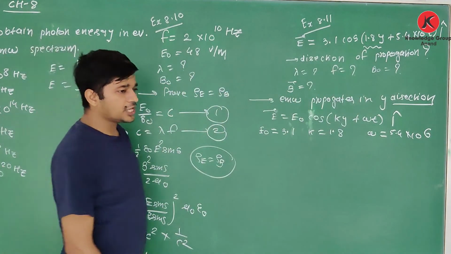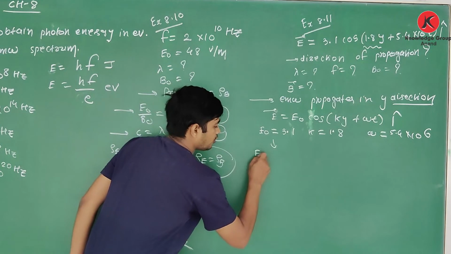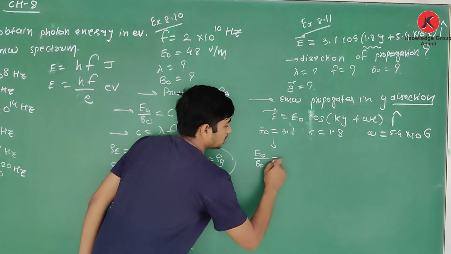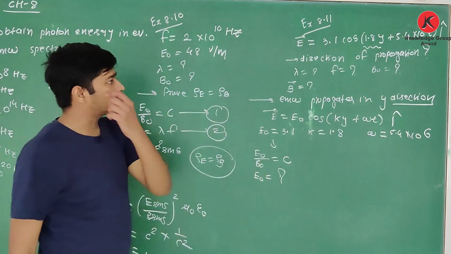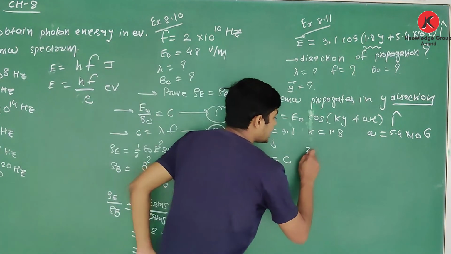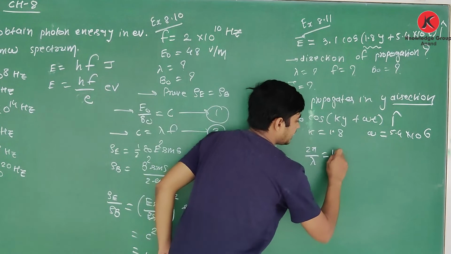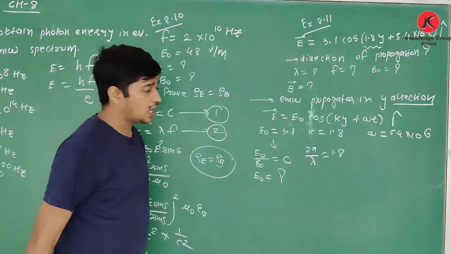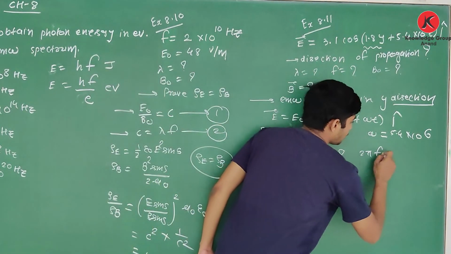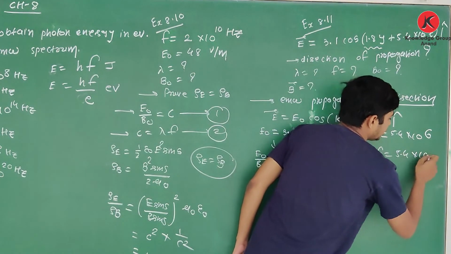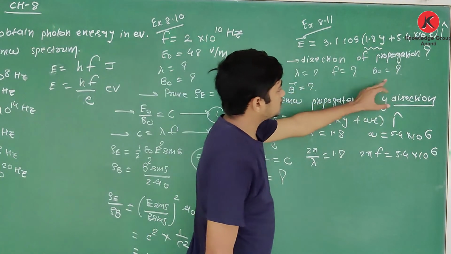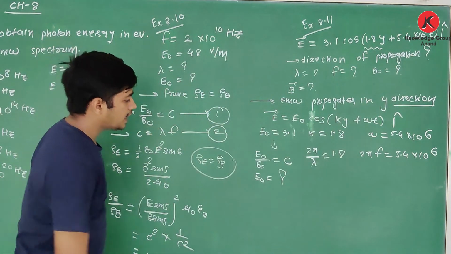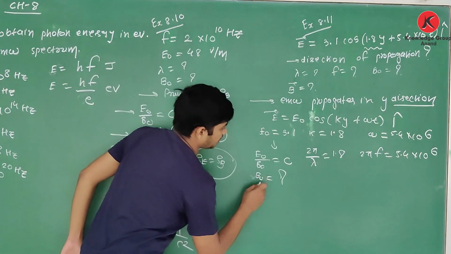From this, we know one equation: E0 upon B0 is equal to C. So you can easily find the value of B0. How to find lambda? k is equal to 2 pi by lambda, so you can easily find lambda. Omega is 2 pi f, so you can easily find the value of frequency. So these three quantities you can easily find.